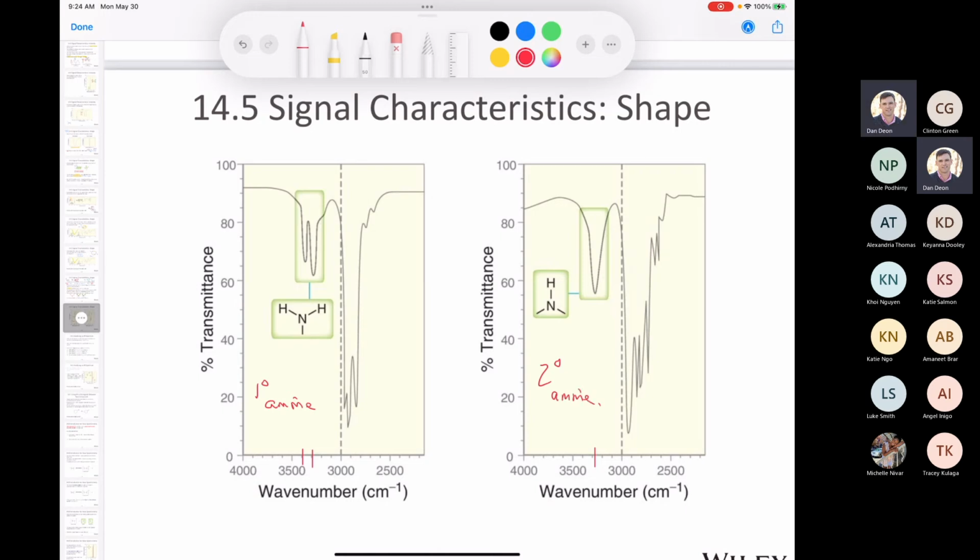But what do you notice besides the number of signals? Notice that they're kind of broad. Not as broad as an alcohol or a carboxylic acid because the hydrogen bonding isn't as intense. And then the bond isn't as polar. And so the absorbance intensity isn't as strong as an oxygen-hydrogen bond is either. And there we go. So that covers the shape of a signal, and we covered the intensity of a signal as well.